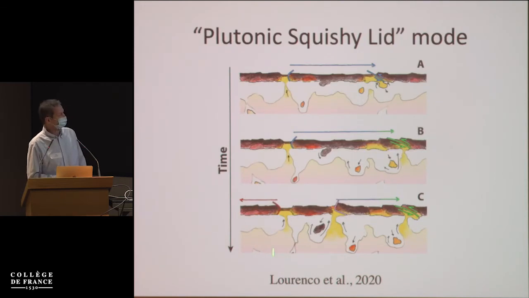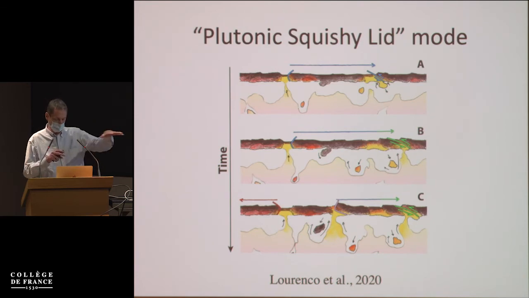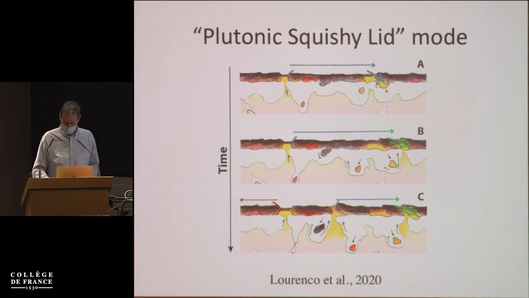And here's Antoine Rozel's cartoon to explain what's happening. So what happens is that you get melt intruded into the lithosphere, not everywhere at the same time, but in certain places, and that weakens those places. And then you can get sort of lateral motion of regions of the lithosphere accommodated by these weak zones caused by melt intrusion.